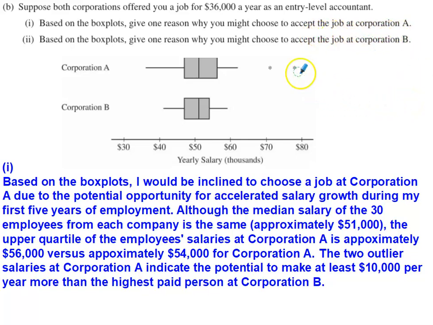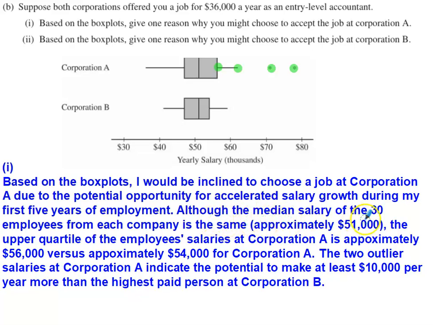Well, it's pretty obvious. Even at the upper quartile, you have the opportunity to earn a higher salary at Corporation A after 5 years than you do at Corporation B. So I'm writing my response in context. I'm using units. I'm talking about the corporations, talking about 5 years later, I'm going to have the opportunity to earn a higher salary. I'm referencing the statistical measures, right? Using the language of statistics in my response.